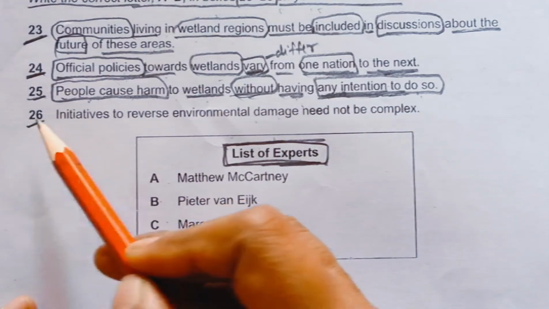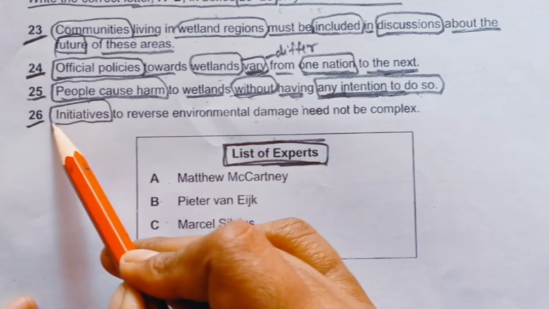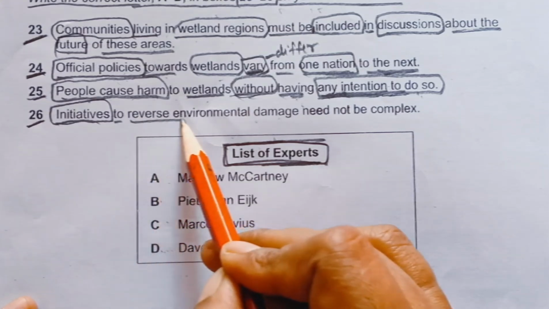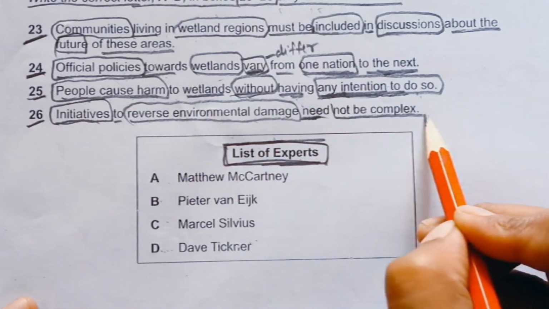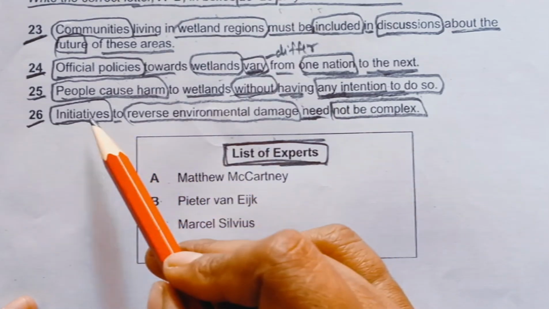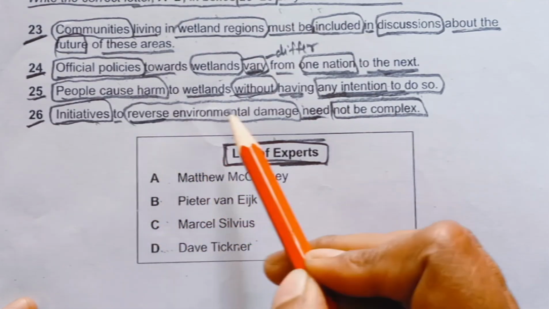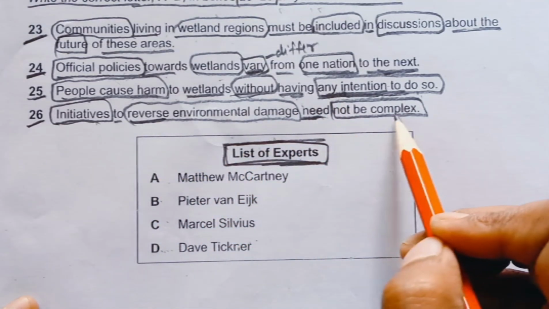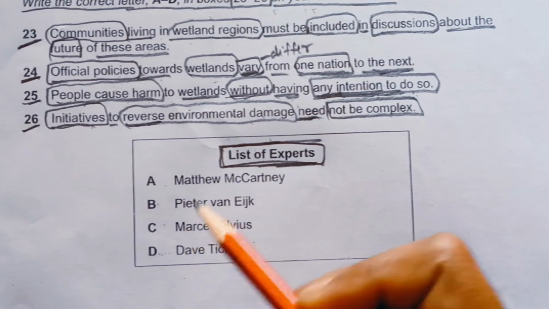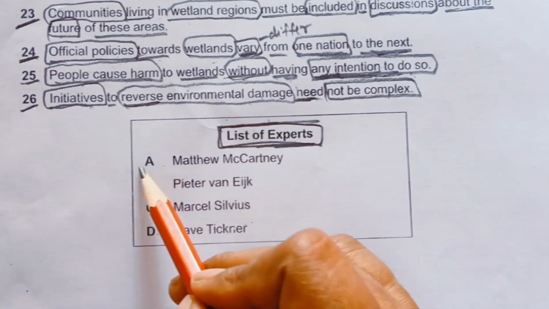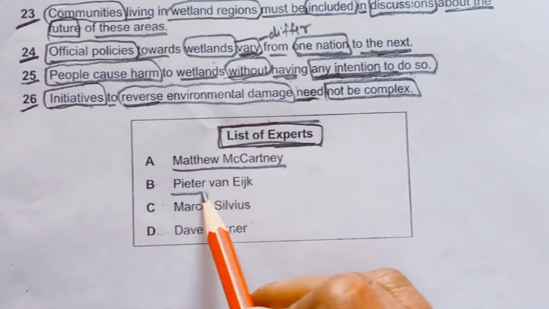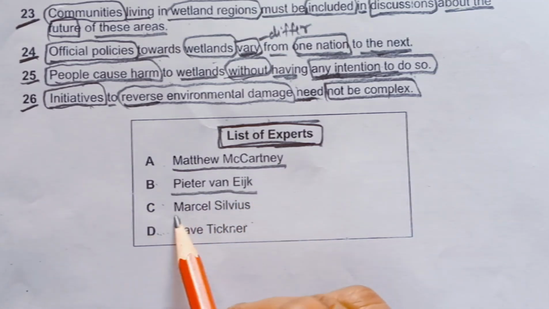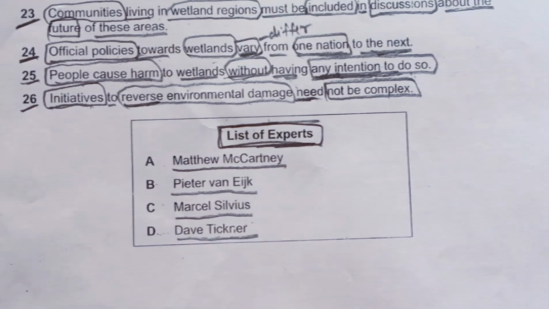Number 26: initiatives to reverse environmental damage need not be complex. What they are saying is that initiatives to reverse the environmental damage should not be complex. Okay, so let's see the list of experts. A, Matthew McCartney. B, Peter Van Eyck. C, Marcel Silvius. D, Dave Tickner.